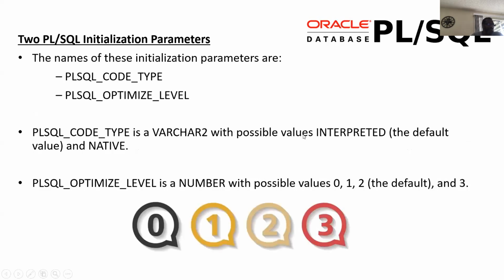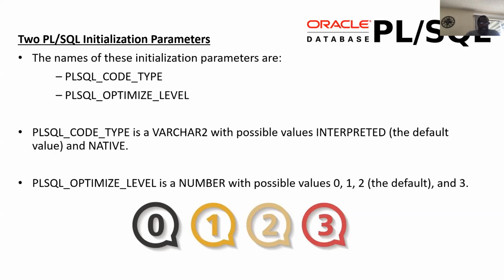All right. So as I stated, there are two main initialization parameters that we're going to discuss. And this is PLSQL_CODE_TYPE and PLSQL_OPTIMIZE_LEVEL. PLSQL_CODE_TYPE is a VARCHAR2 with possible values. Actually, it only has two possible values that we will be concerned with. The first is INTERPRETED, and the second is NATIVE. And NATIVE is the default value, and I'll get into more details about that.